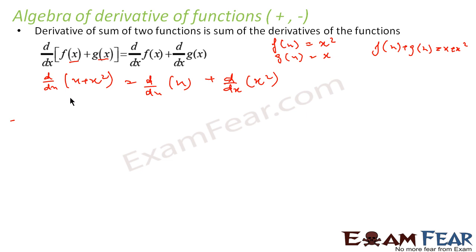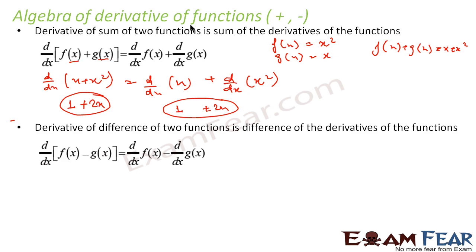If you want, we can prove also. d by dx of x is equal to 1 and d by dx of x squared is equal to 2x. So LHS is equal to 1 plus 2x. RHS, if you see, d by dx of x is equal to 1 and d by dx of x squared is equal to 2x. RHS is equal to 1 plus 2x. That's how it is. The derivative of the sum of functions is equal to the sum of the derivatives of the functions.